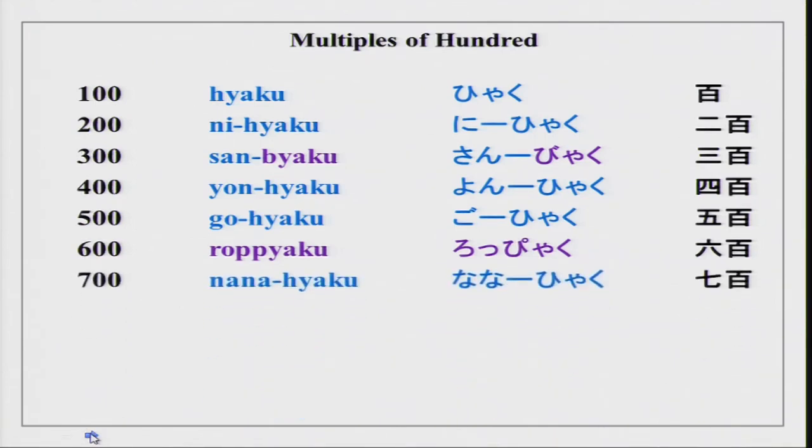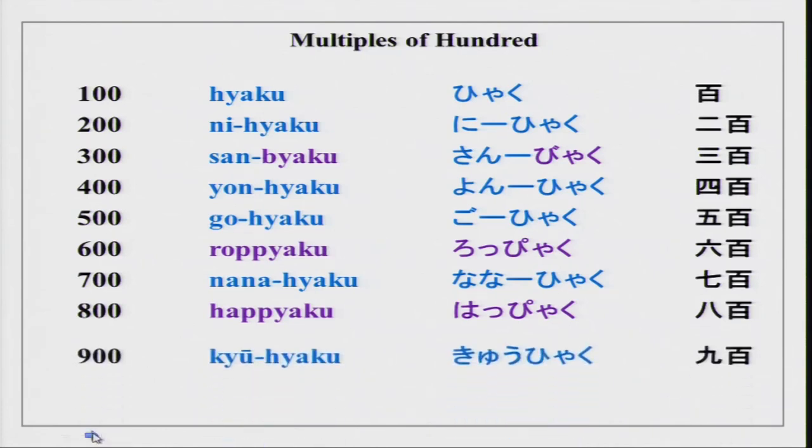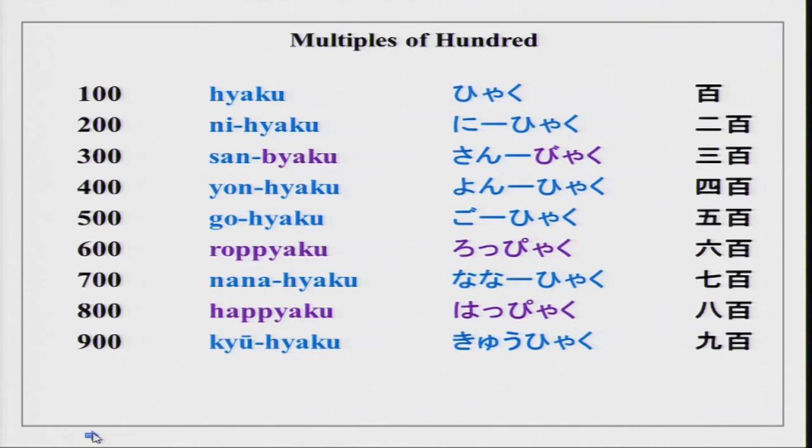Now, nana hyaku, 700 is nana hyaku. We are back to hyaku again. And with 800, we have pyaku with us and the reading is happyaku. 900 is kyūhyaku, and then in the end we have sen or 1000, or issen. Sen means 1000 and issen means 1000. Of course, both can be used for 1000.